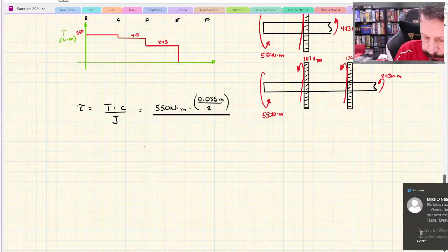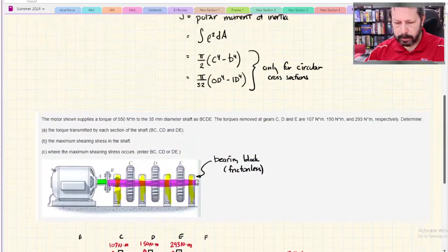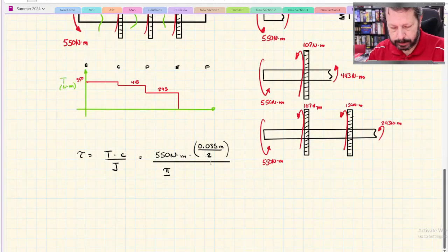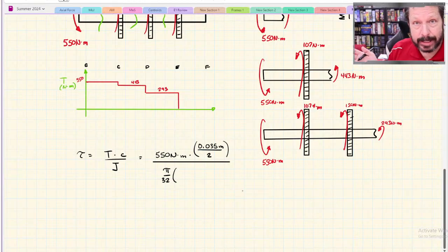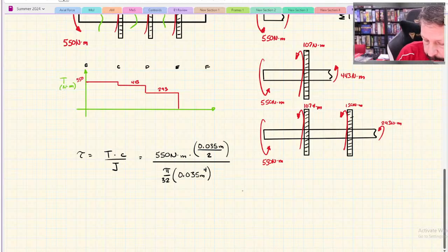And then J is pi over, and we get to decide here, do we want to use the pi over 2 with the radius numbers, or do we want to use pi over 32 with the diameter numbers? I'm going to use the 32 since we were given a diameter. Pi over 32. This is a solid shaft, so the inner diameter is 0. I don't even need that part. So the outer diameter is the 35 millimeters. I am going to convert it to meters and then raise it to the 4th power.